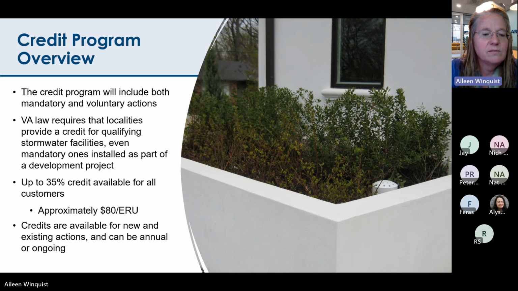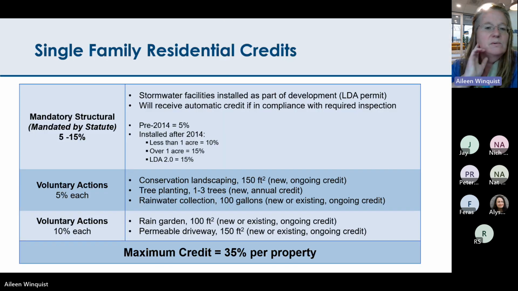And credits are available for some new actions that are taken and also some existing actions. And some credits are only for that 1 year, and some credits, once approved, can then be renewed on an ongoing basis. So just to cover some of the terminology there.